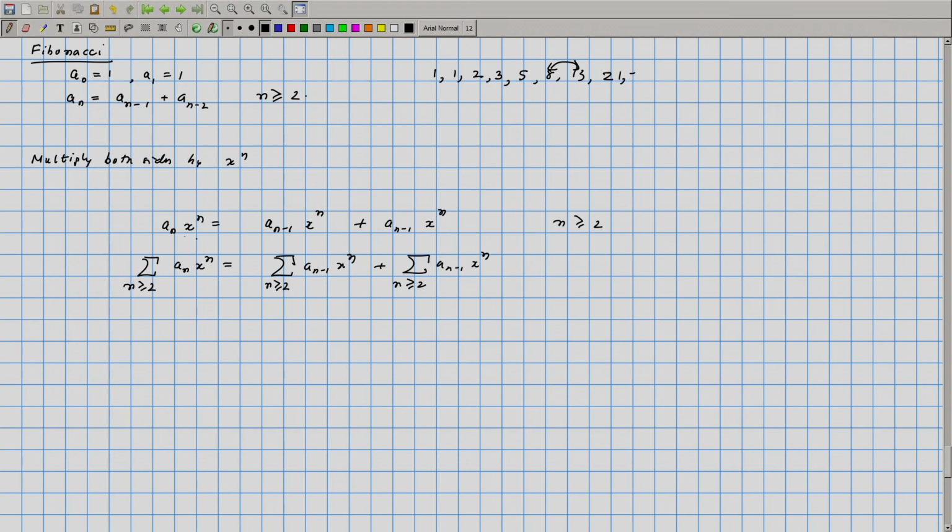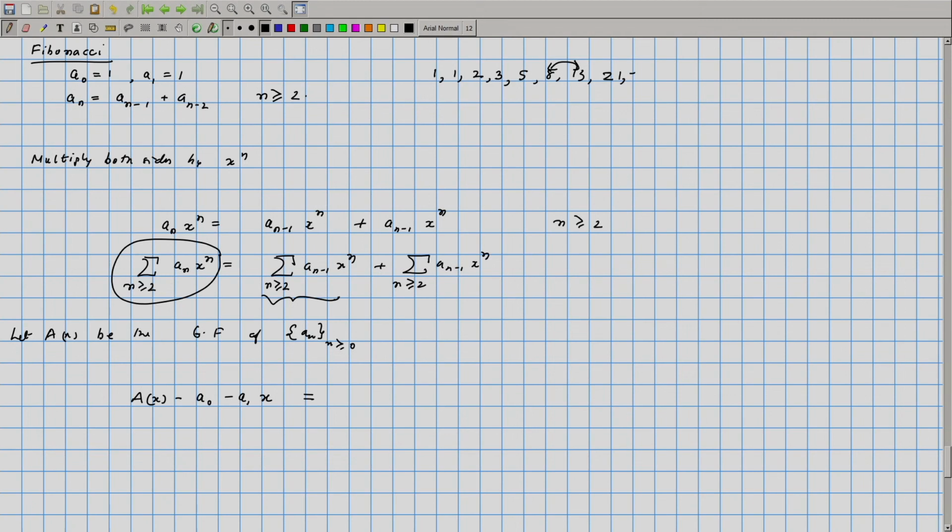Okay. Now, the first term is going to be, if you let A(x) be the generating function, then the first term in this expression is going to be equal to A(x). There are 2 terms missing, namely a_0 and a_1 x. So, this can be written as A(x) minus a_0 minus a_1 x. This is going to be equal to the first summation in the right hand side.